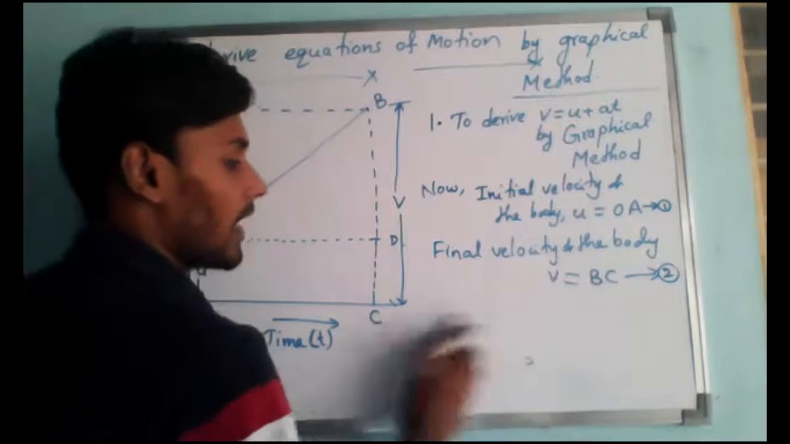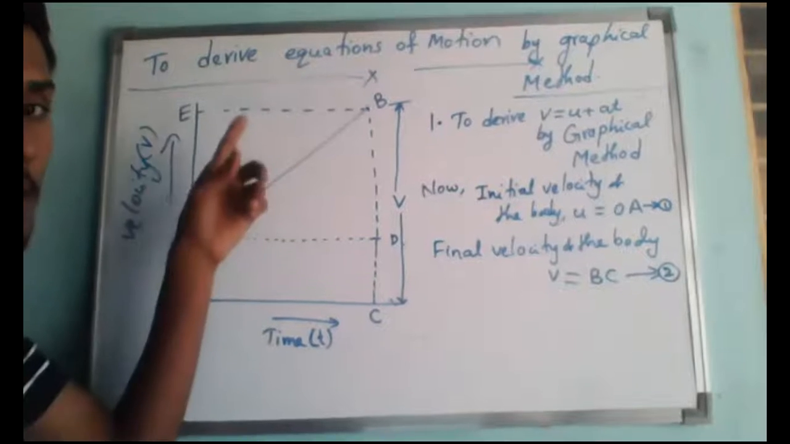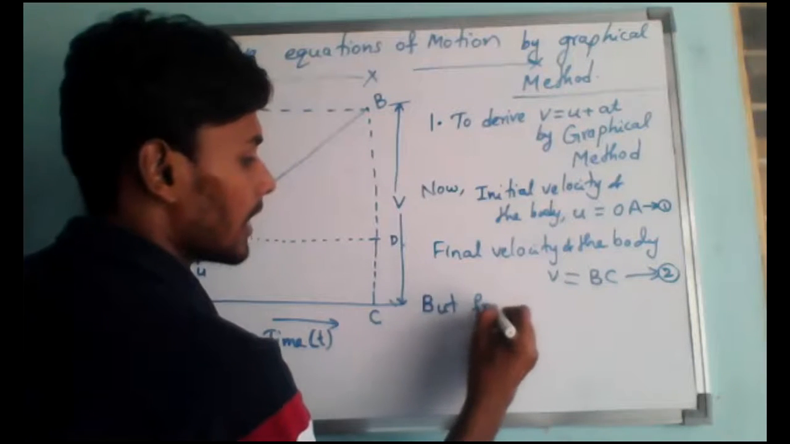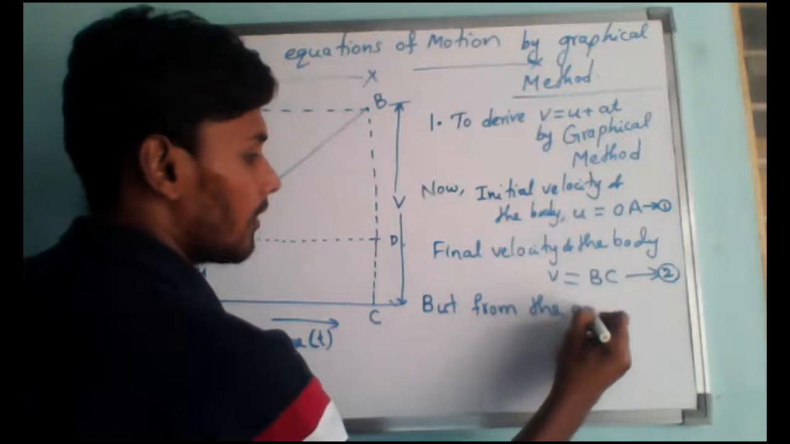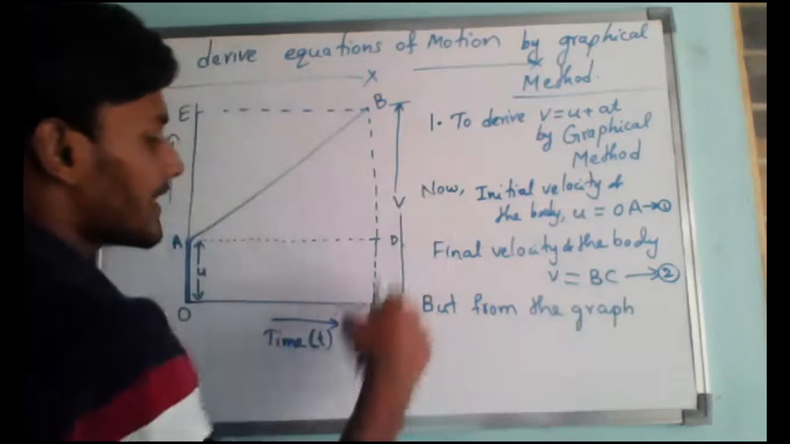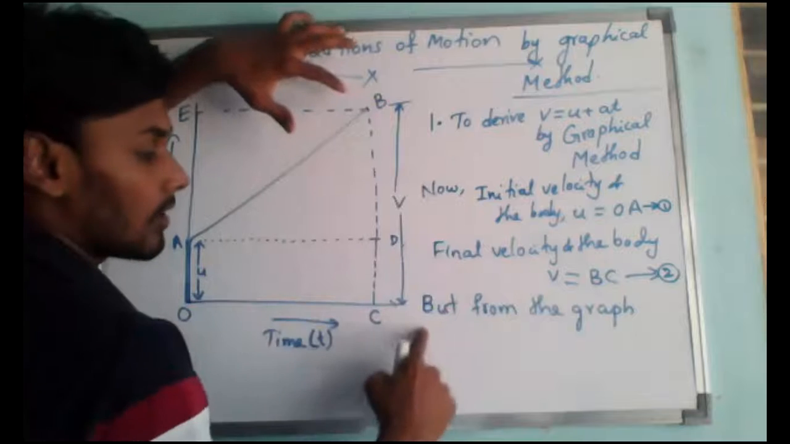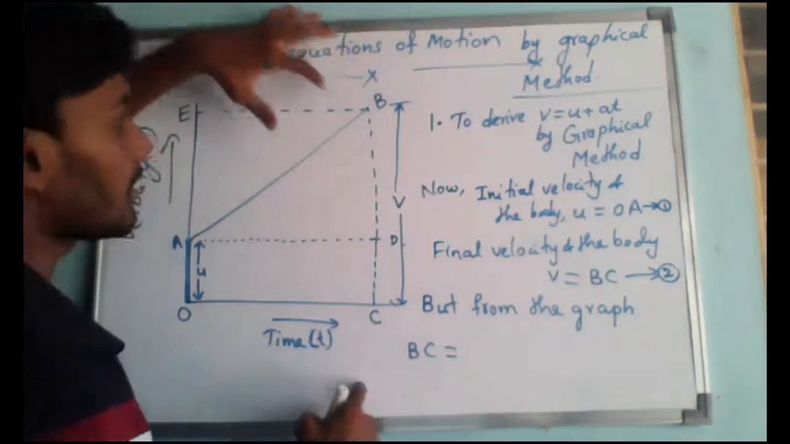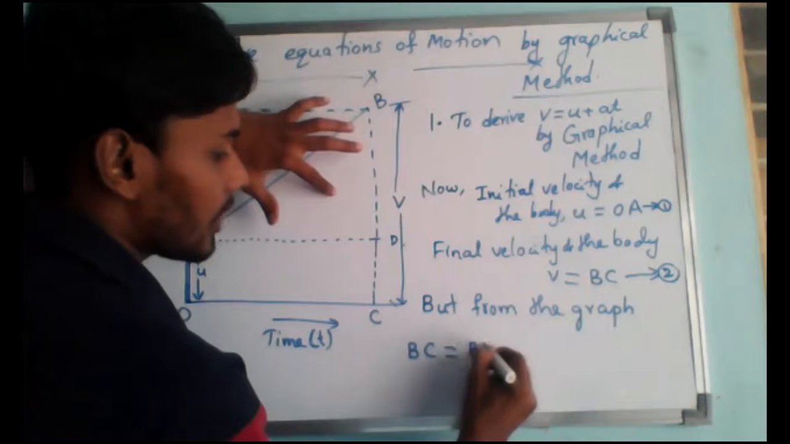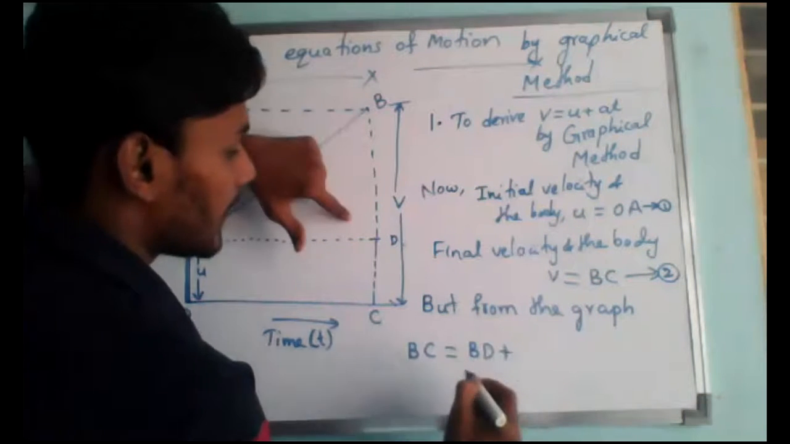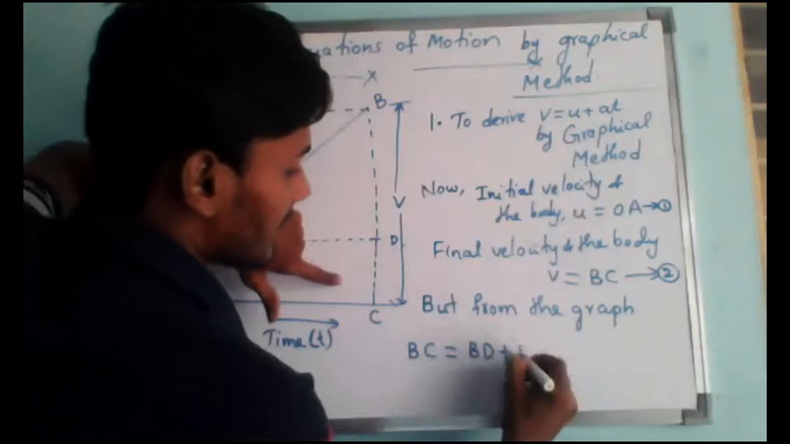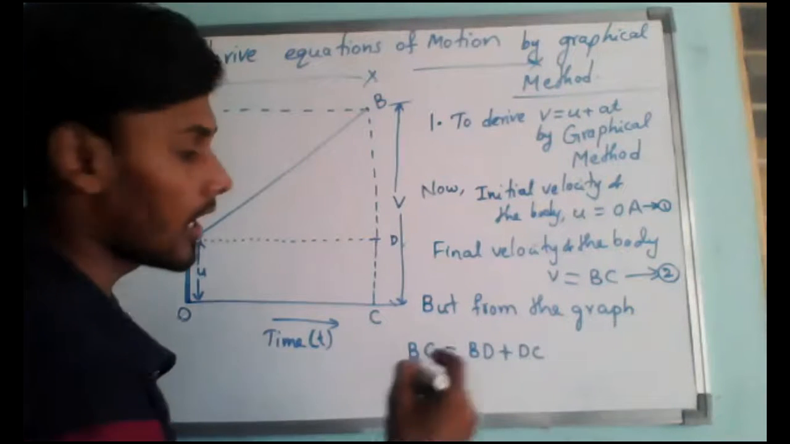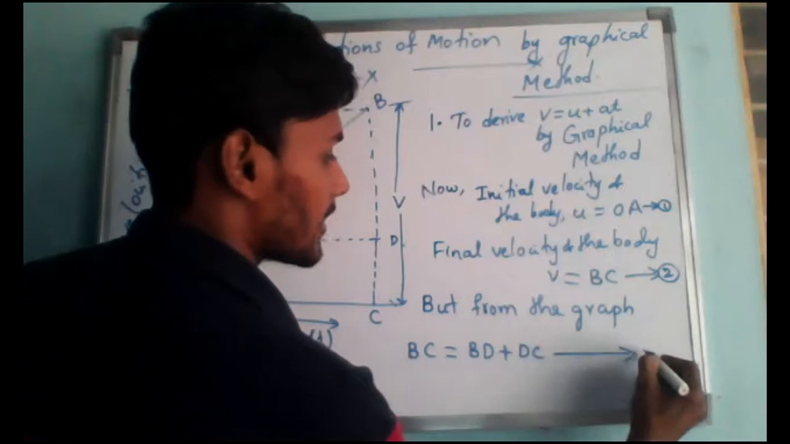In the same way, if you observe in this graph, BC is equal to the sum of what? BD plus DC. Others also, everybody try to respond. BD plus DC, or CD. Is it correct or not? Understand or not? Yes, sir. Now let us imagine this is equation number 3.